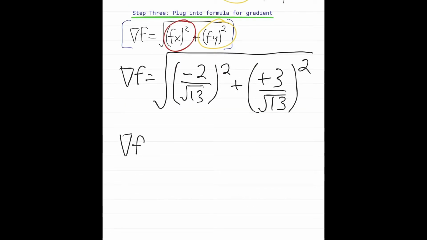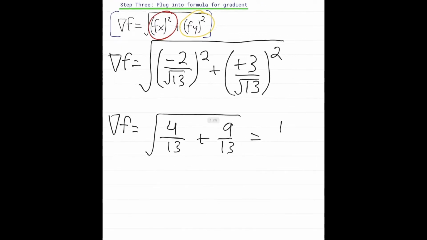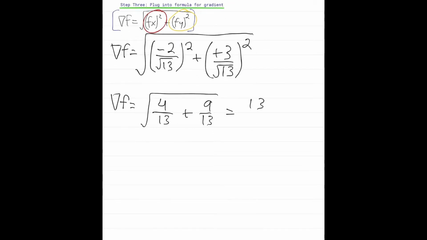So now that we have the values, we're simply just going to solve for the delta f. So in doing so, when we square these, squaring -2, we get +4. Squaring the square root of 13, we get 13. And then, since they have the same denominator, we can add them, which is what we're going to go ahead and do over here. So we get 13/13 square rooted. And then in doing so, 13/13 is 1.